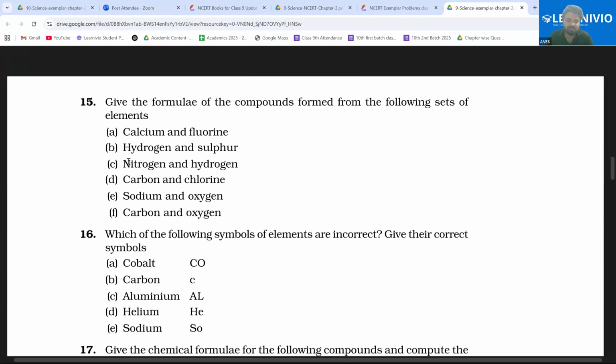Do question number 15, please, fast. And also write the name. Like when calcium atoms react with fluorine gas, it will form CaF2. But what is the name of this compound? It is not calcium fluorine. It is calcium fluoride. So you have to write the actual name of the compound that is going to form.